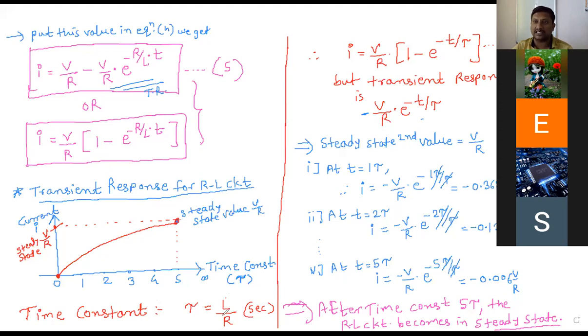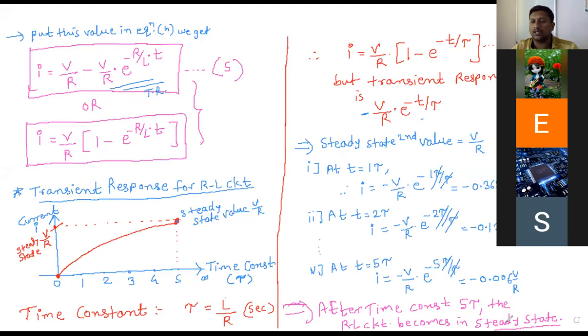If L and R are given in the circuit, you can put in the values and find the time constant. So multiplying by 5, you can get the time period. After time constant 5 tau, the circuit becomes steady state. Then a question is asked: an RL circuit is given and they ask after which time the circuit will become steady state. So you first have to find tau. Once you get the tau value, multiply by 5. That will give the total duration for which the transient state is there. So you can calculate how long the transient state lasted.